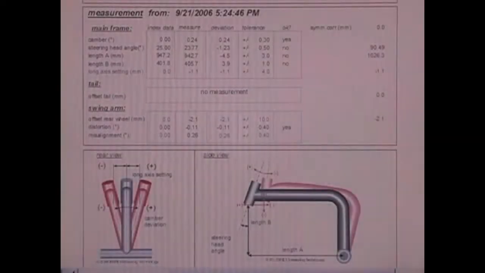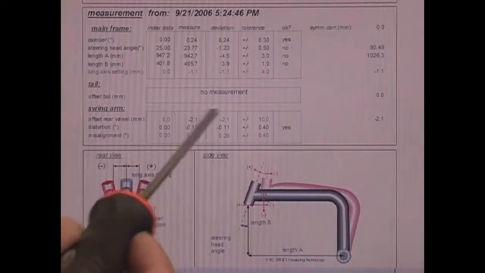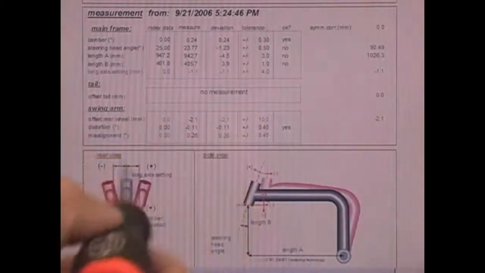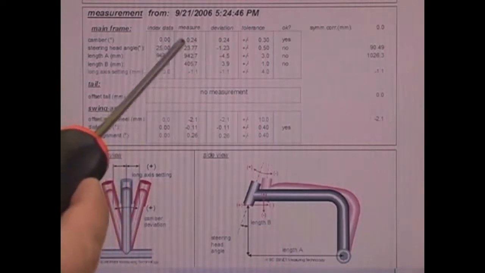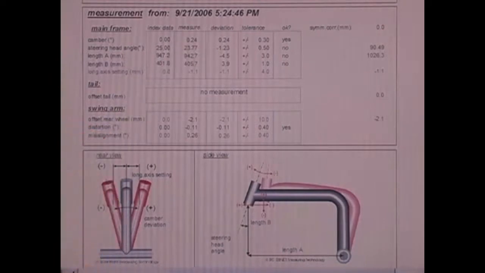And as we look at this one, this was a bike bought on eBay. And what we see here, and the first thing is the camber, which would be the lack of perpendicularity between the swing arm pivot and the steering head axis. We see that this is a positive 0.24 degrees, or 240 thousandths of a degree.